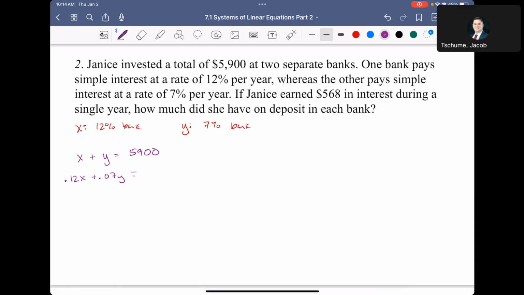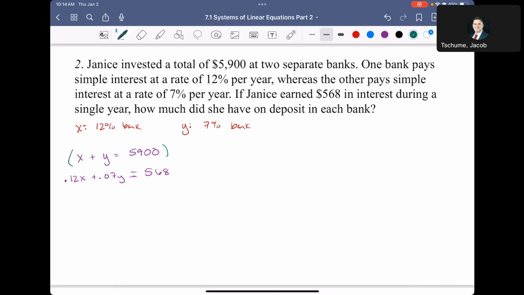And then here, if you add up the amount of interest that Janice is going to make, the problem tells us that it's going to equal $568. And your job, once again, is to solve for X and Y. How much money did she put into each account? And so what I'm going to do is keep it very similar. I'm going to get rid of X again because it's not really mattering because you got to find both anyways.